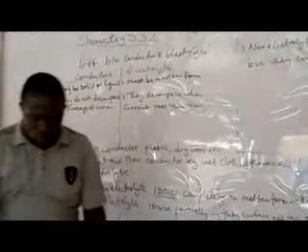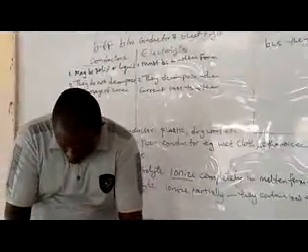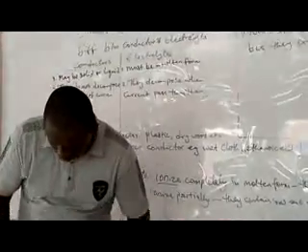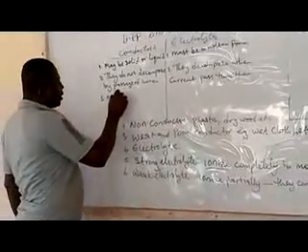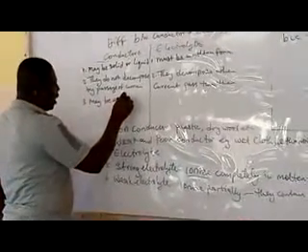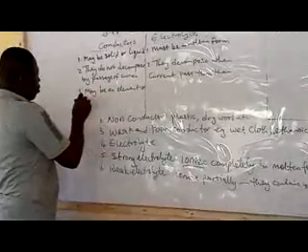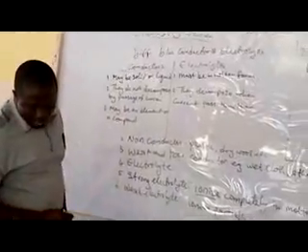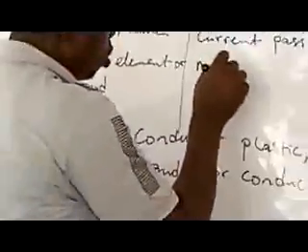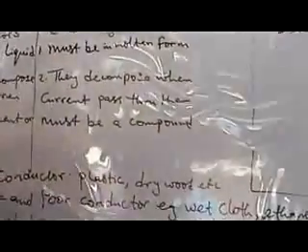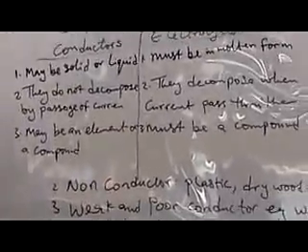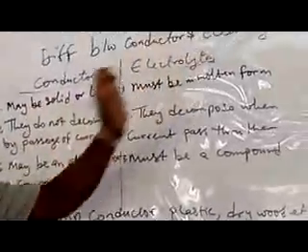Then another difference between conductors and electrolytes is that a conductor may be an element or a compound, while an electrolyte must be a compound. So these are the three major differences between conductors and electrolytes.